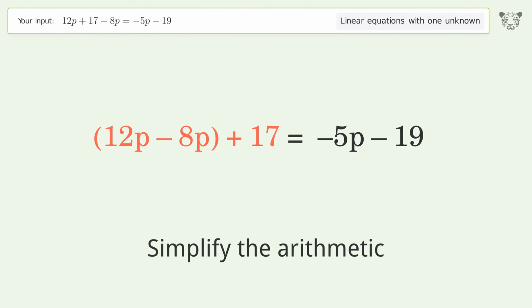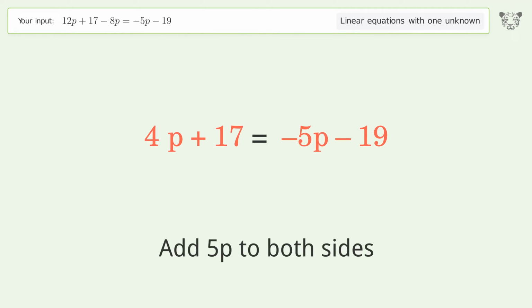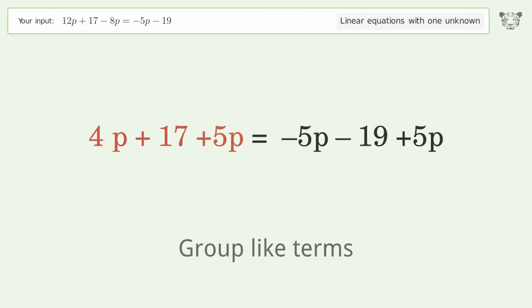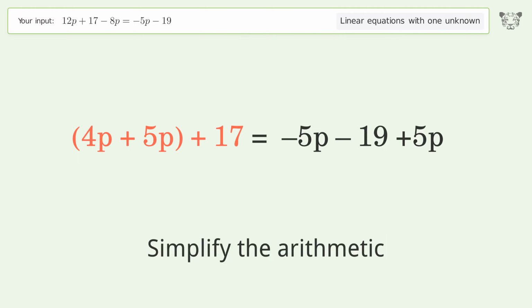Simplify the arithmetic. Group all p terms on the left side of the equation. Add 5p to both sides. Group like terms. Simplify the arithmetic.